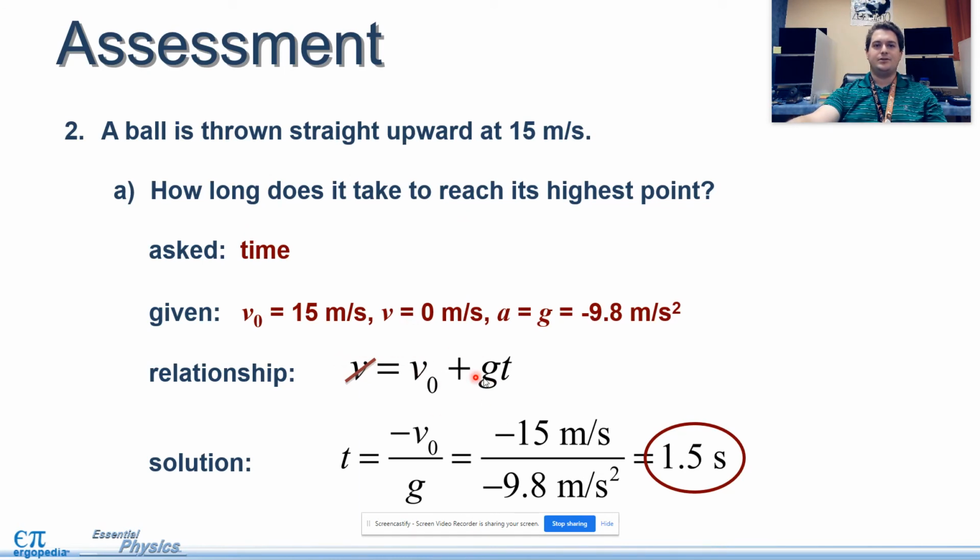Plug in our values. Initial velocity is 15 plus negative 9.8 times t. Okay? Subtract 15 over here and divide by gravity. Subtract 15, then divide by gravity: 1.5 seconds.